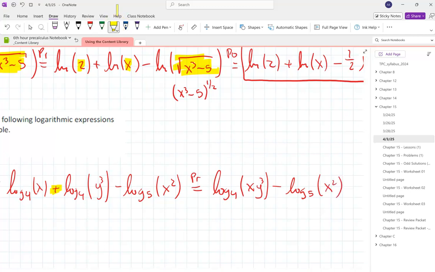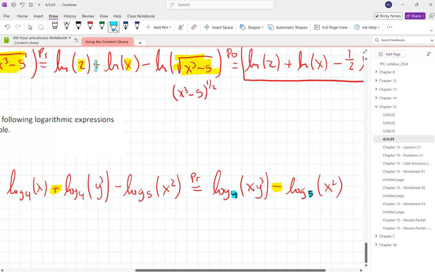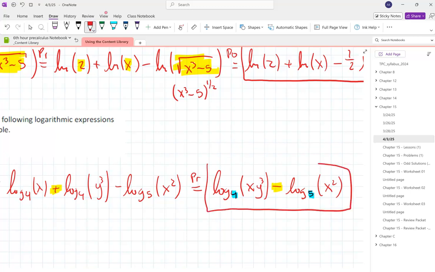And then I look for a quotient property. That's subtraction outside the logarithm, but the bases of my logs don't match. So I can't actually do the quotient property here. This would be as far as I can go. I couldn't get them down to a single logarithm because I have logs with two different bases.